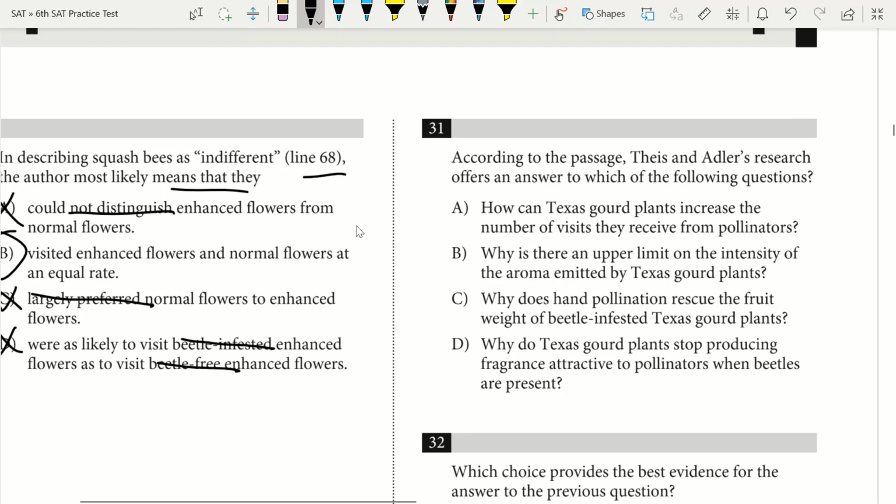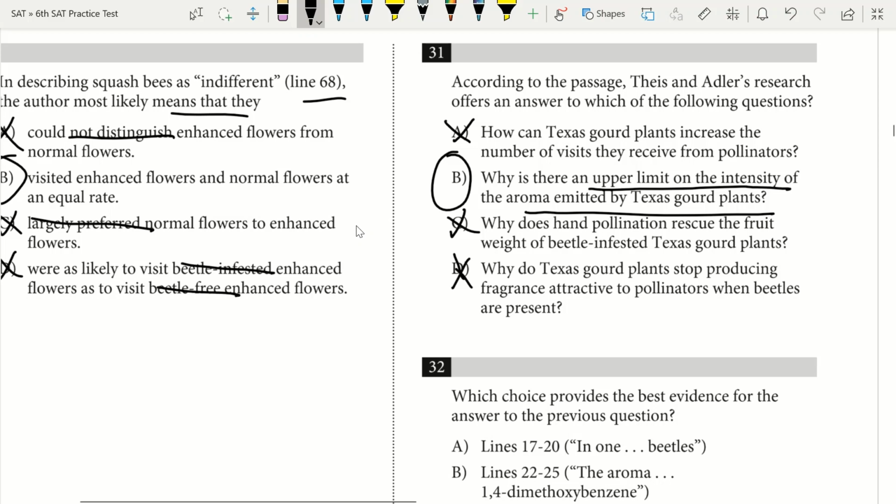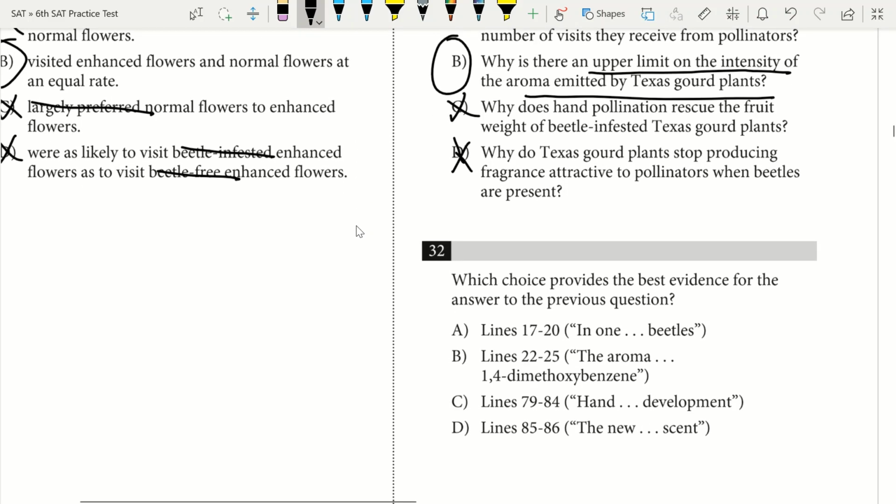A, how can Texas gourd plants increase the number of visits they receive from pollinators? No, that's not what we're answering. B, why is there an upper limit on the intensity of the aroma emitted by Texas gourd plants? Yes. Okay, we are answering why they don't produce more aroma in order to increase the amount of pollinators they attract. And the answer is they have an upper limit on that intensity because it attracts beetles, which ultimately decreases the amount of pollinators that they receive. So 31 is going to have to be B.